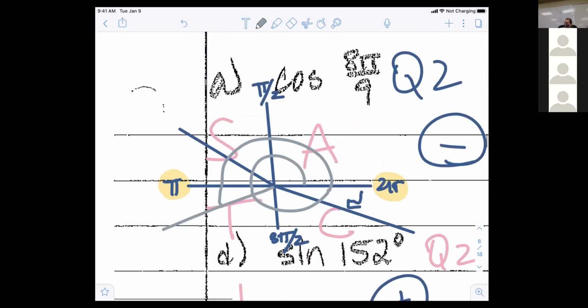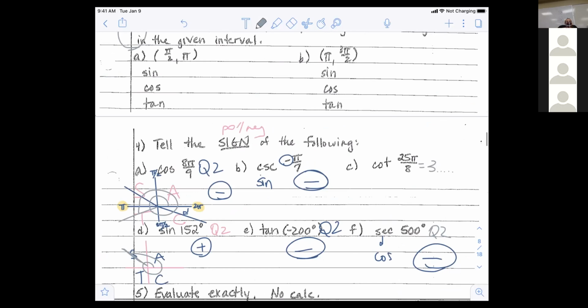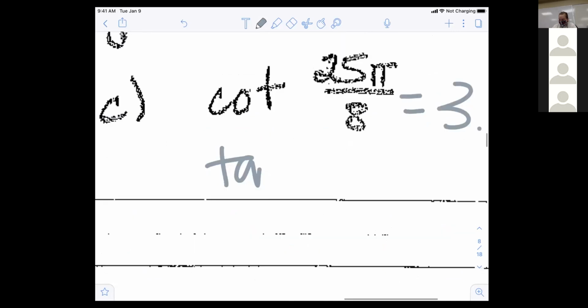Cotangent goes with which trig function? Tan, and is it positive or negative? Positive. Awesome.